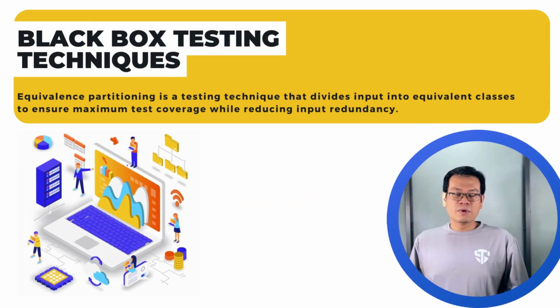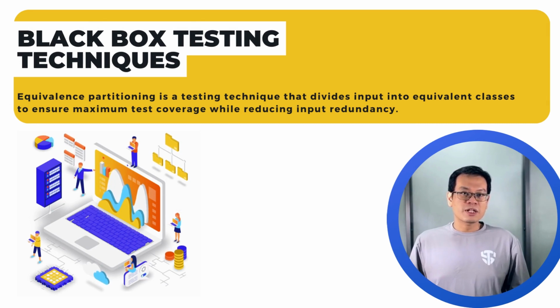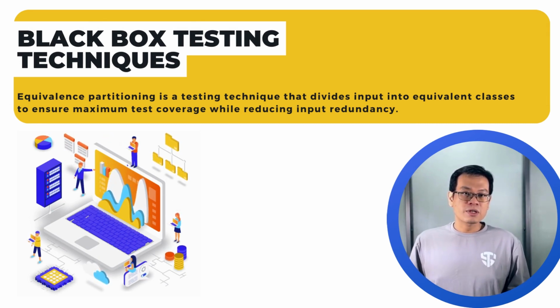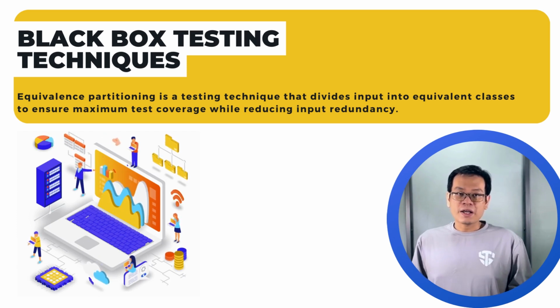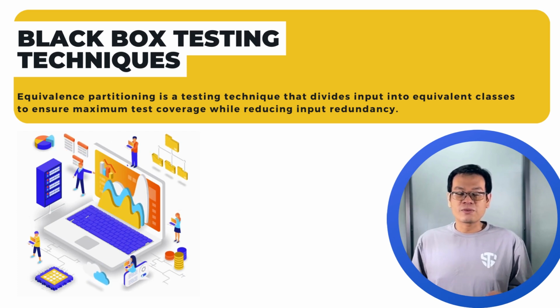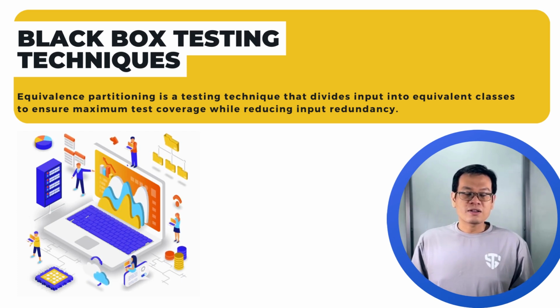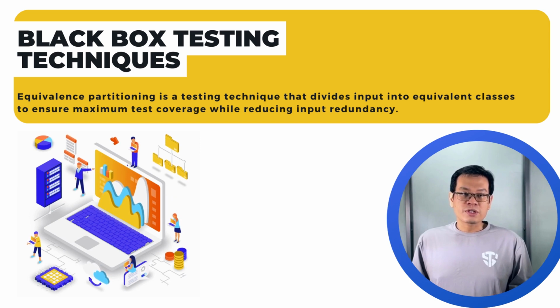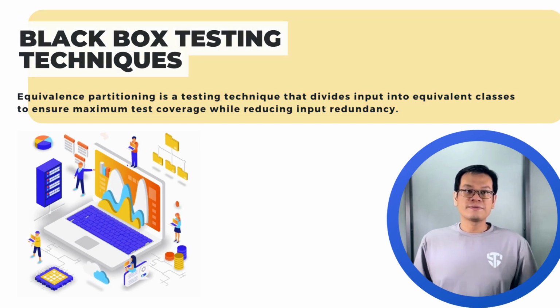Okay, so the first technique would be equivalence partitioning. In this kind of testing, we test the input and output by dividing the data into equivalence classes. The data must be tested once in every range to ensure that the maximum test coverage of data is fulfilled. This avoids exhaustive testing, which also reduces the number of inputs.